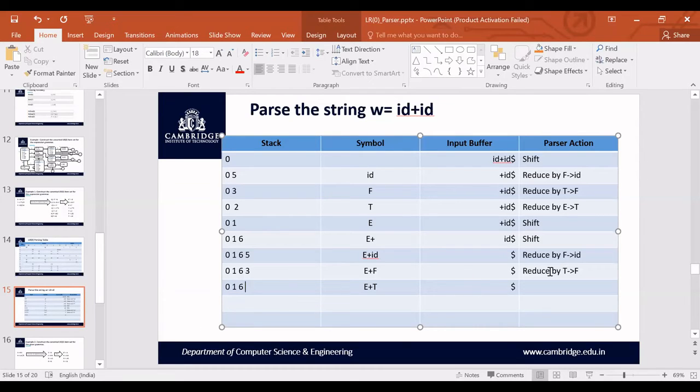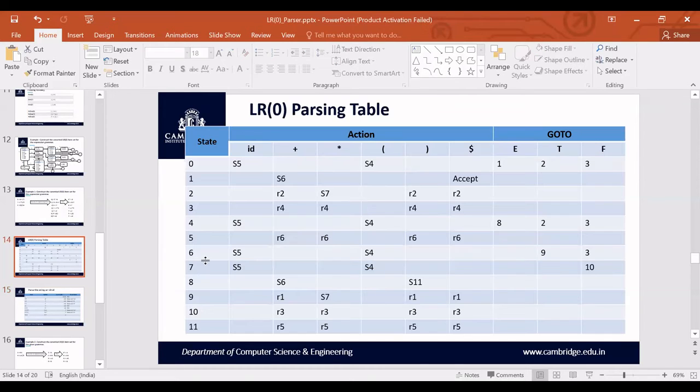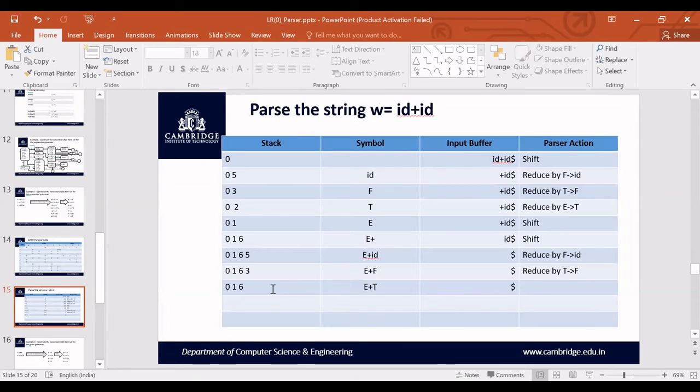Now since it is a reduction step, take a transition of state 6 on the recently reduced symbol. Which was the recently reduced symbol? F to T. So 6 on T. Check what is 6 on T. 6 on T is 9. Push that value onto the stack top. Now check, take a transition of the recently pushed state with the symbol in the input buffer.